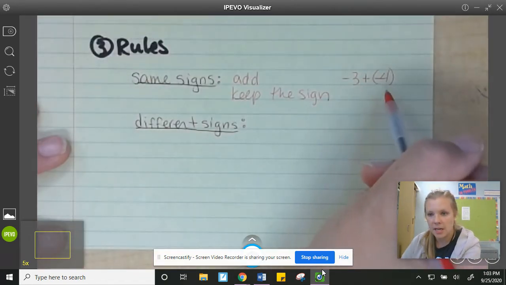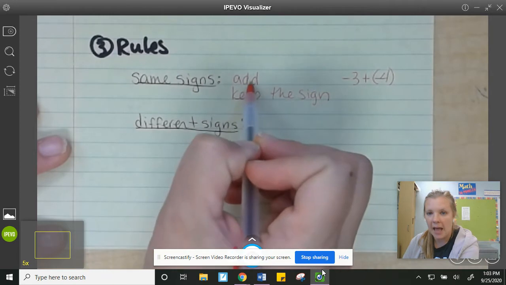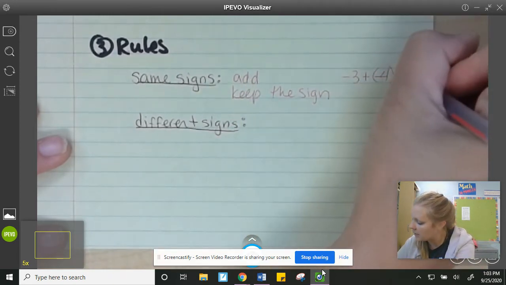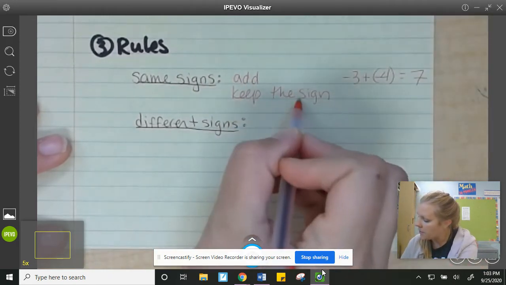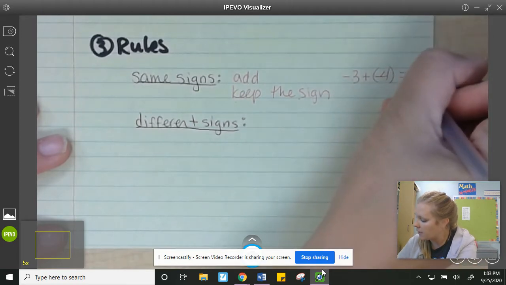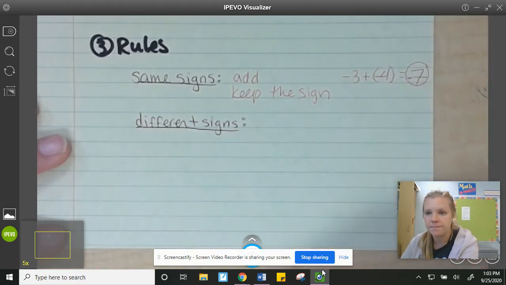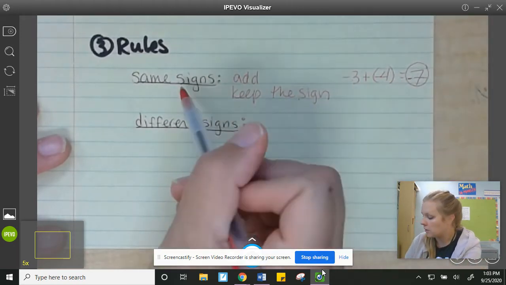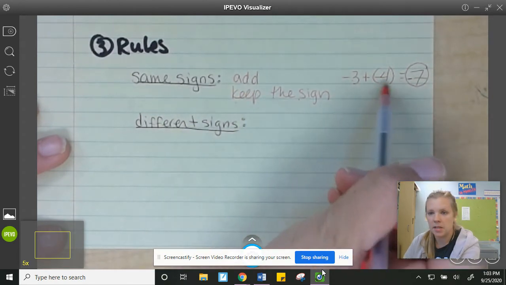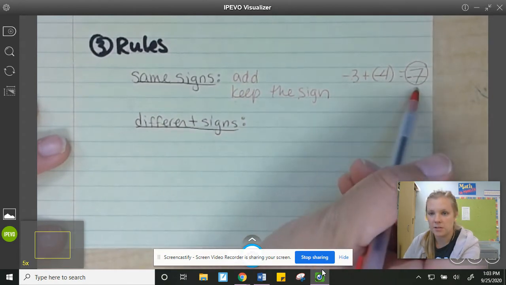These two numbers have the same sign. Same signs, we're going to add them. 3 plus 4 is 7, and we keep the sign. Since these are both negative, the answer is -7. Okay? So same signs, we add the numbers, and we keep the sign. They're both negative, so the answer is negative.